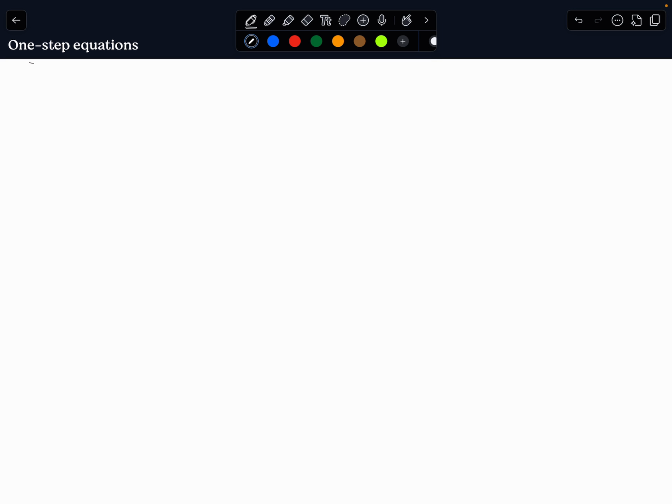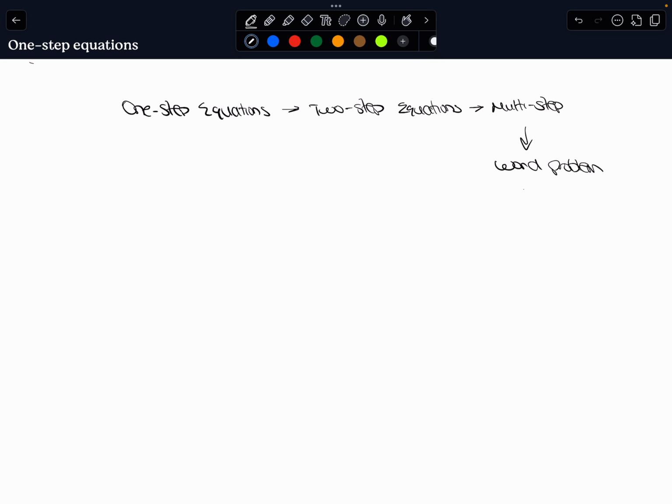section. So this topic, or this lesson, will be broken up into a series of videos because it comes in multiple steps equations. We have first one-step equations, which you will see today. Then we also have two-step equations. Then we have multi-step. And then lastly, we have our word problem equations.